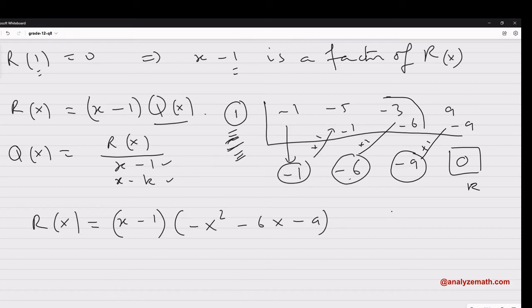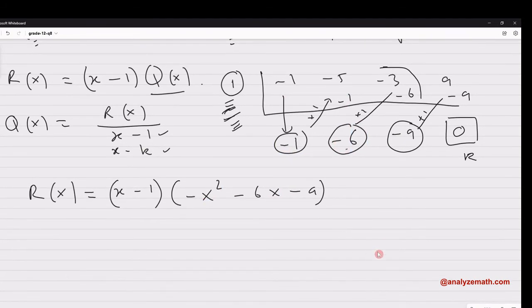Now we know it's degree 2 because we divided degree 3 R(x) by degree 1. We are left with degree 2, so minus x² minus 6x minus 9. Good. We continue. Now it looks like it would be a good idea to take this minus here and here and here and factor it out.